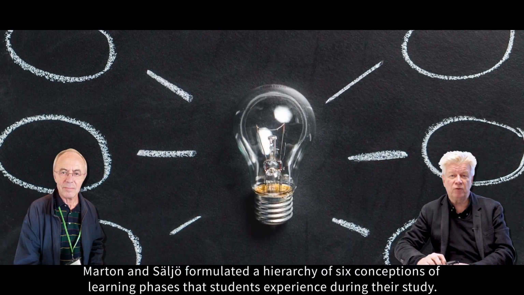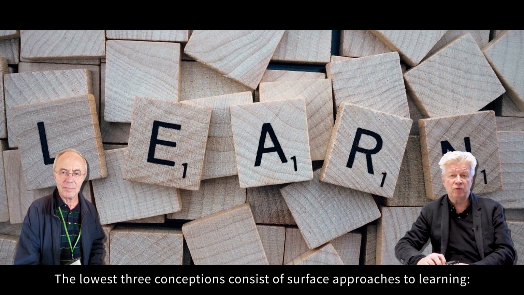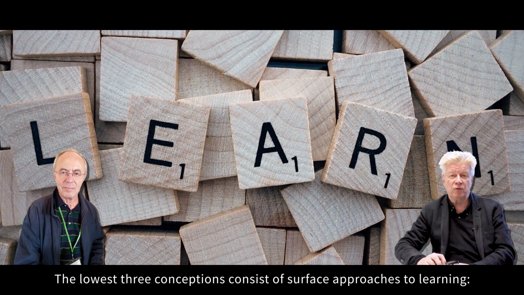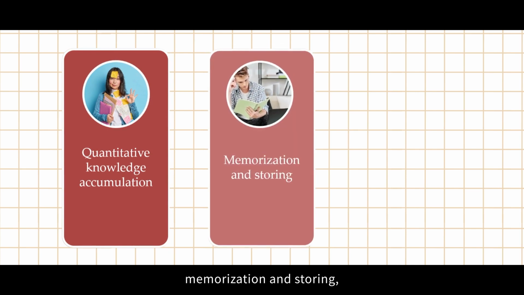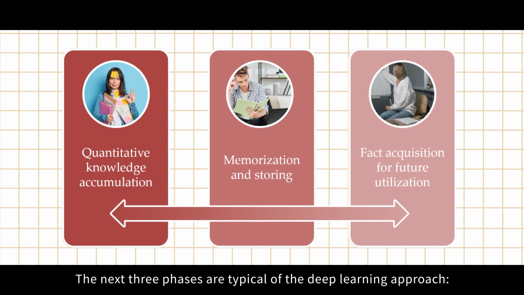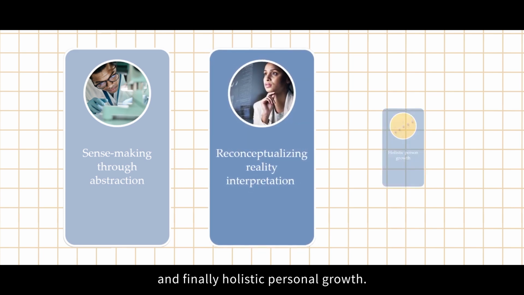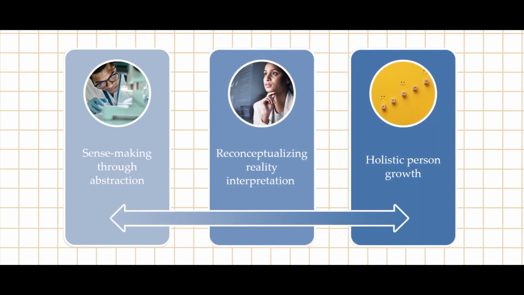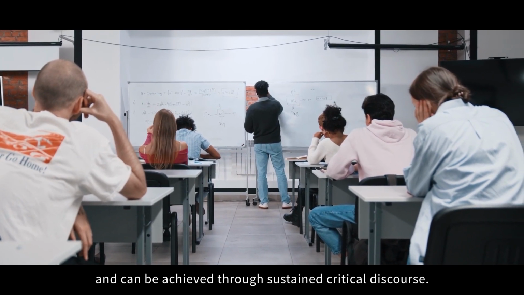Marton and Säljö formulated a hierarchy of 6 conceptions of learning phases that students experience during their study. The lowest 3 conceptions consist of surface approaches to learning: quantitative knowledge accumulation, memorization and storing, and fact acquisition for future utilization. The next 3 phases are typical of the deep learning approach: sense-making through abstraction, reconceptualizing-based reality interpretation, and finally holistic personal growth.